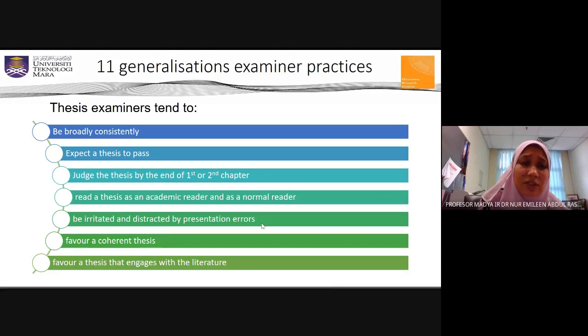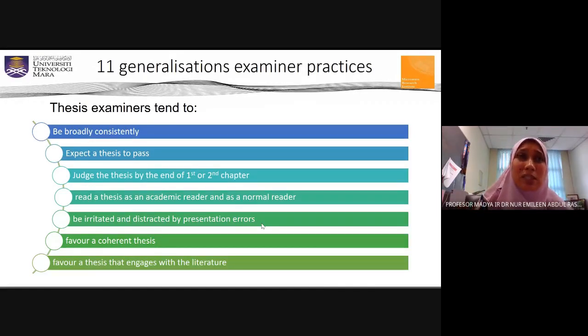And then favor a thesis that engages with the literature. Of course, literature ni memang very important lah. Biasanya kita tak suka tengok literature yang tak ada kaitan pun, sebab sometimes one thing that saya perasan for SNT ni, dia punya number of word counts tu terlalu banyak. 30,000, kalau PhD tak silap saya 30,000, kalau master saya tak sure lah berapa, 20 ke 25,000.